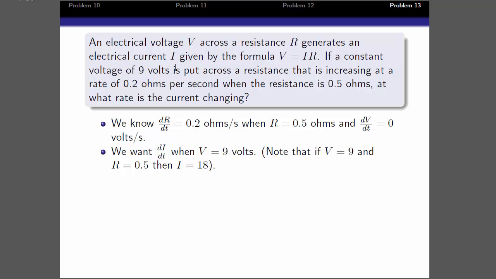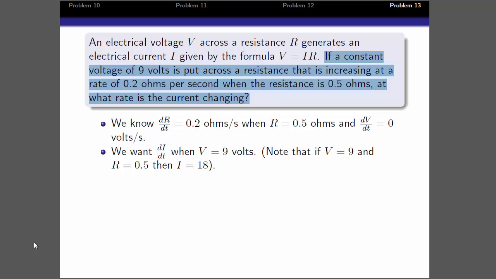If a constant voltage of 9 volts is put across the resistance, that's increasing at a rate of 0.2 ohms per second, then when the resistance is 0.5 ohms, at what rate is the current changing? Okay? My eyes just glaze over. I really do know nothing about electricity when I read that. But it's not a problem.